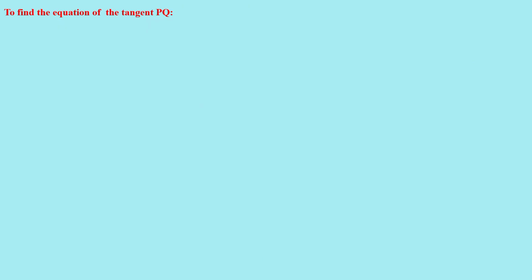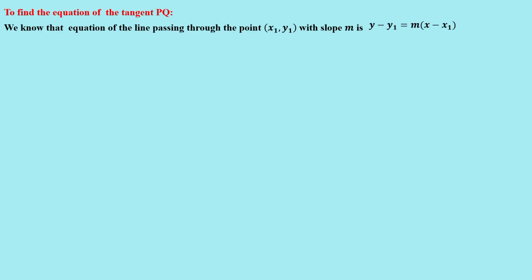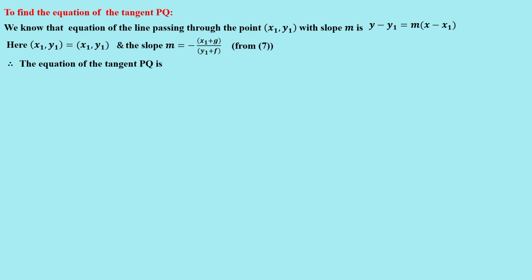To find the equation of the tangent PQ, we know that the equation of the line passing through the point (x1, y1) with the slope m is y minus y1 equal to m into (x minus x1), the slope-point form. Here (x1, y1) is the point P, and the slope m is minus (x1 plus g) by (y1 plus f) from the previous equation, equation number 7. Therefore the equation of the tangent PQ is y minus y1 equal to minus (x1 plus g) by (y1 plus f) into (x minus x1).